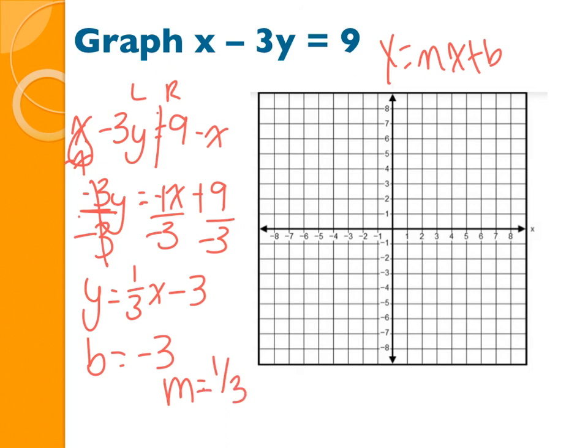So I'm going to mark my y-intercept at negative 3. I'm going to do my rise 1, and then run over 3. Rise 1, run over 3. And draw my line. And there's your graph for x minus 3y equals 9. In slope-intercept form, it would be y equals 1/3 x minus 3.